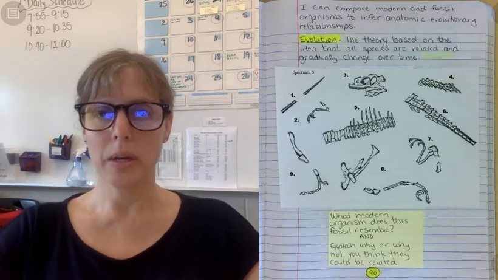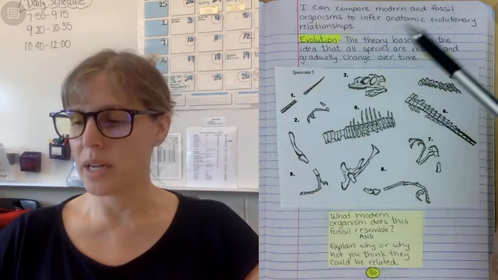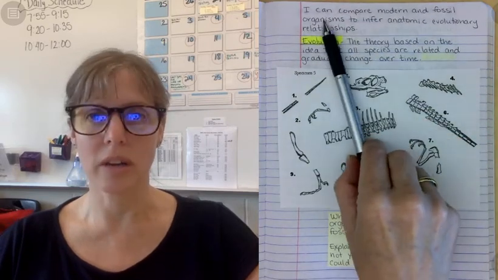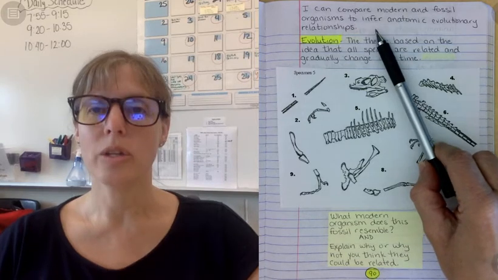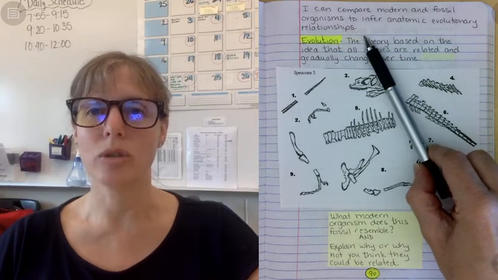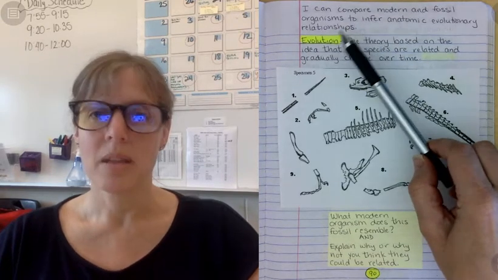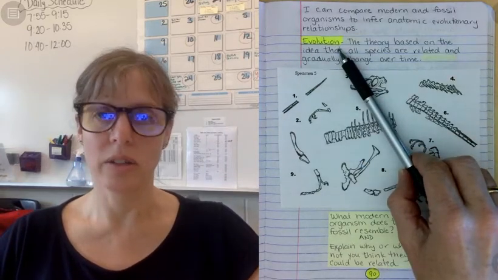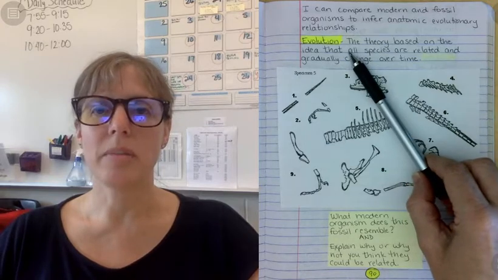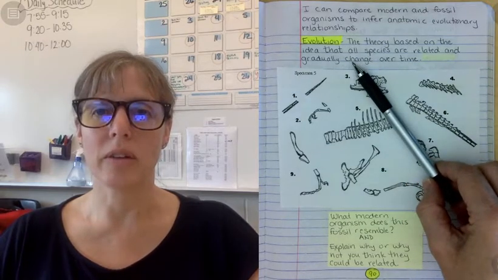What's really important is that we make sure we read our learning targets. So our first learning target for this unit is I can compare modern and fossil organisms to infer anatomic evolutionary relationships. So our first term here was evolution. You should have that highlighted and underlined. And it should say the theory based on the idea that all species are related and gradually change over time.